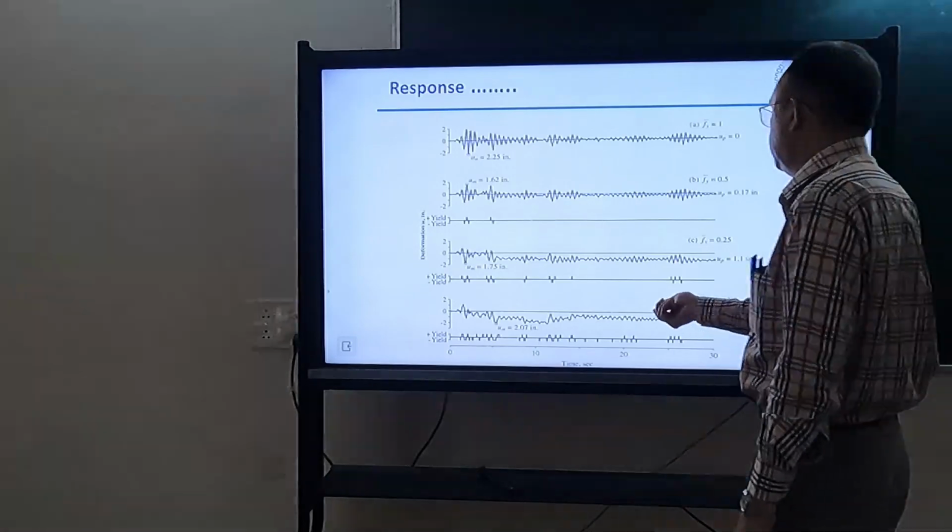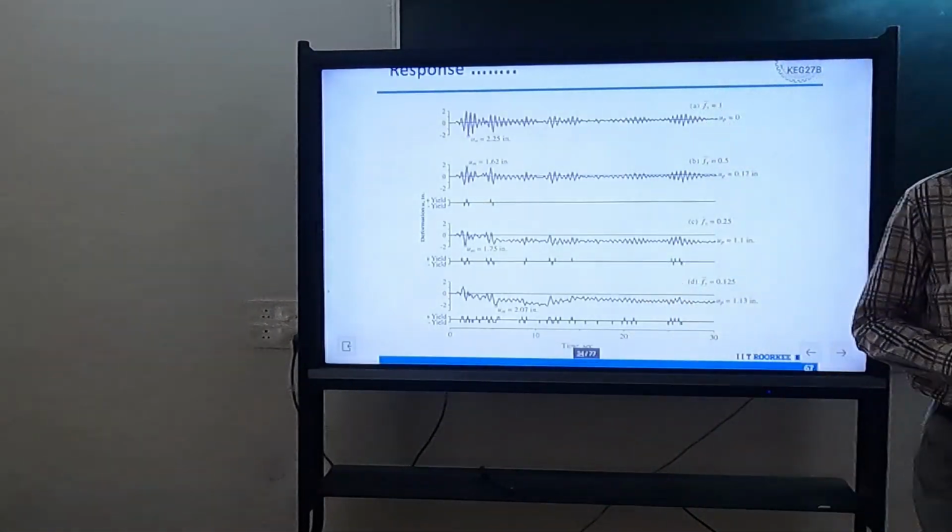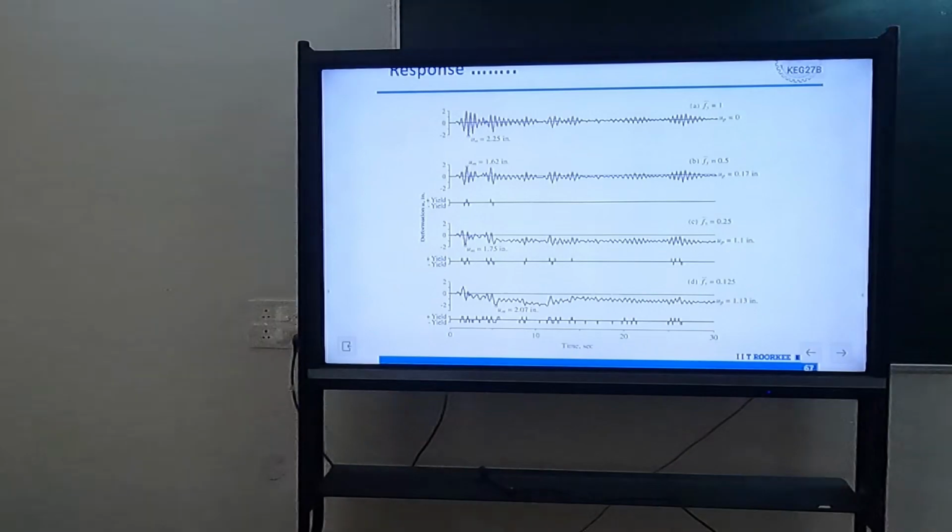Sir, it is giving displacement only in one direction. This is giving displacement only in one direction. This is a single degree freedom system. In the single degree freedom system, there is mass, and this mass is vibrating in one direction, and I have applied ground motion also in one direction.